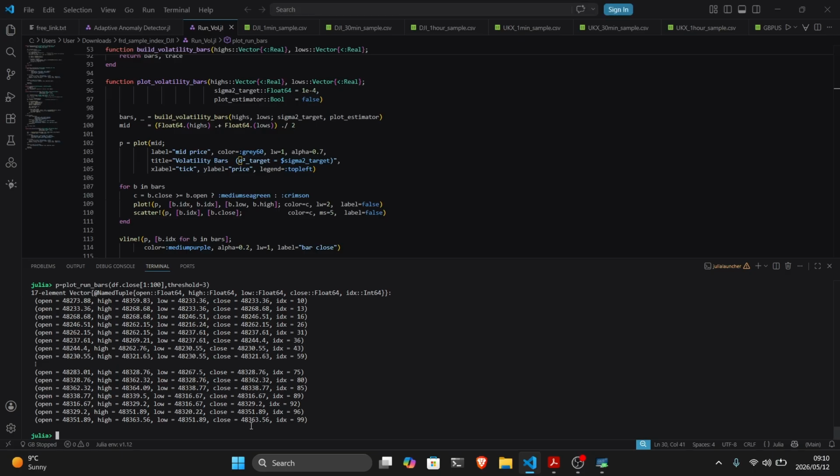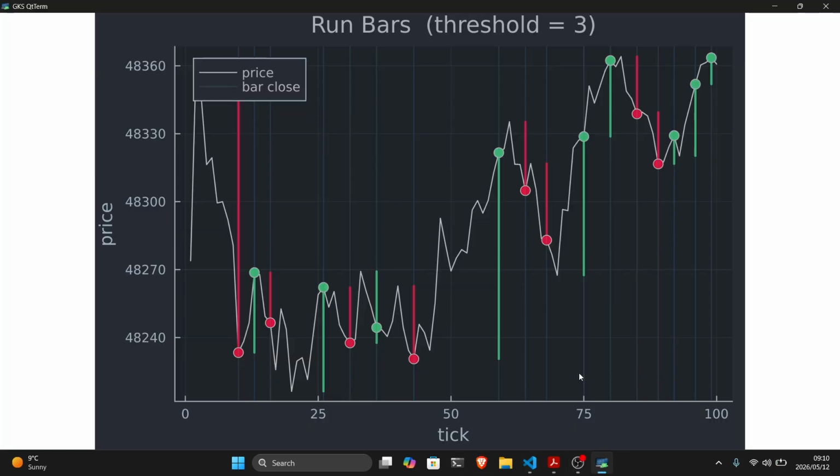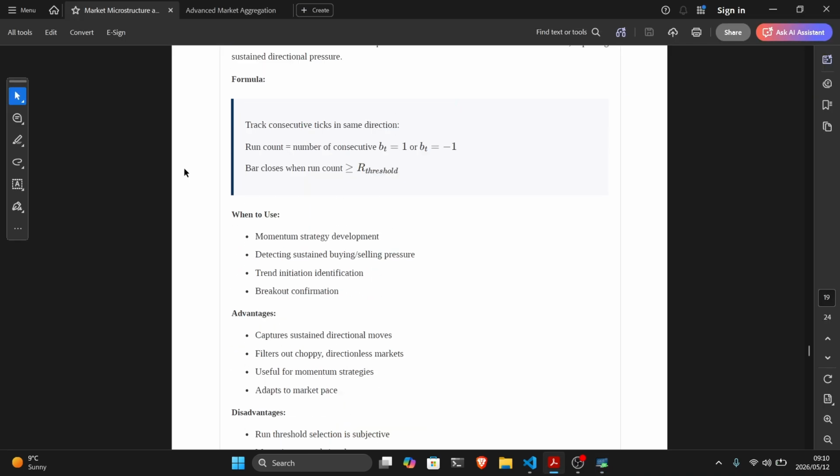I'm going to be using my Dow Jones Industrial 1 minute code, and I've already run this with 100 indexes and a threshold of 3. As you can see, we have a run bar with a threshold of 3, and whenever you see a bar close, where these vertical lines are, that's where our condition is met. That's where the run is greater than or equal to some threshold.